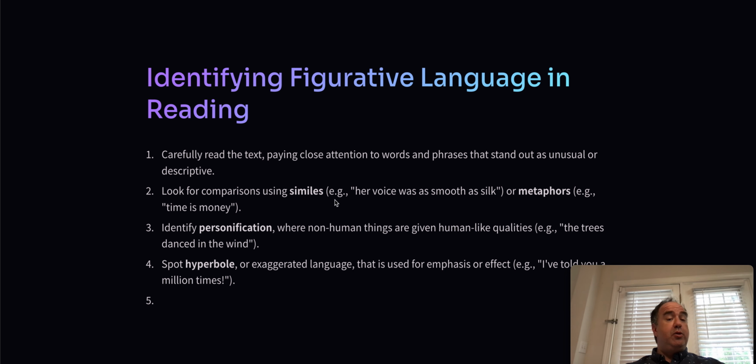Look for comparisons using similes. Her voice was as smooth as silk. Or metaphors, time is money. Identifying personification, where non-human things are given human qualities. The trees danced in the wind. Oh, that's a nice one. I like that. Spot hyperbole or exaggerated language.